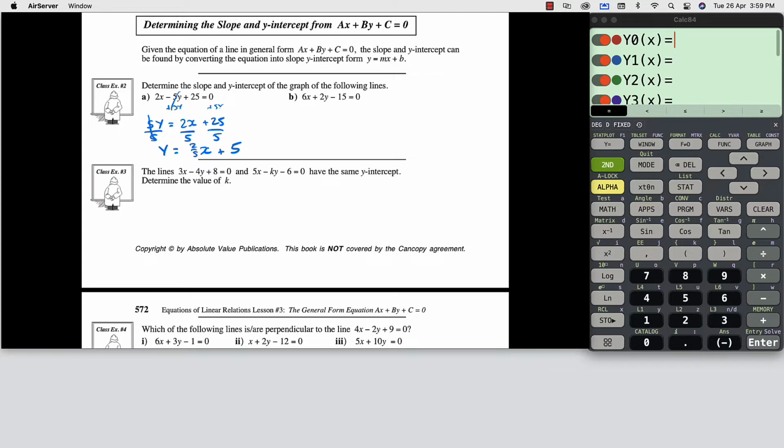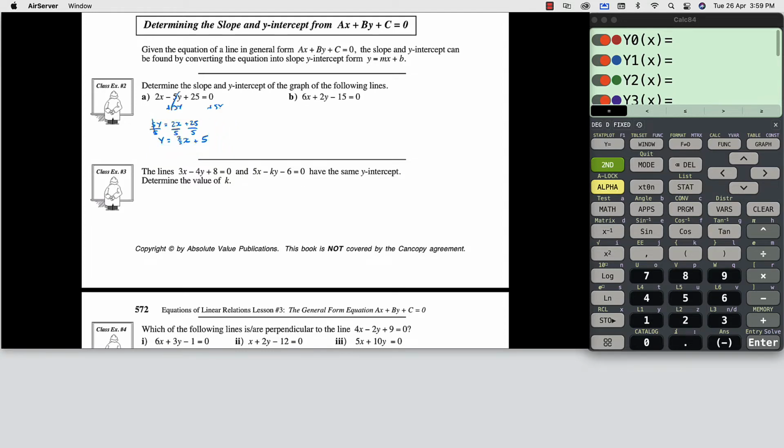So in this case, what is the slope? Slope would be 2 over 5. And what is the y-intercept? The y-intercept would be a positive 5. Okay. Let's resize this quickly and move over to the next one.